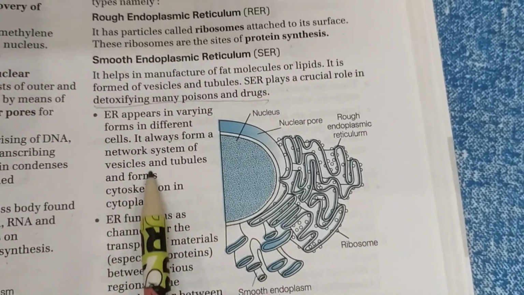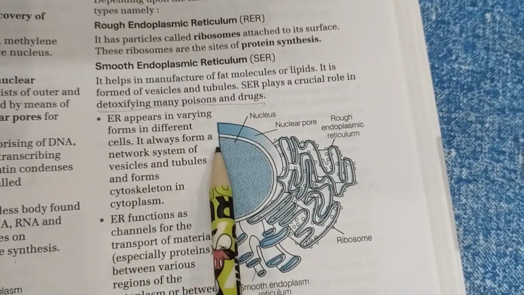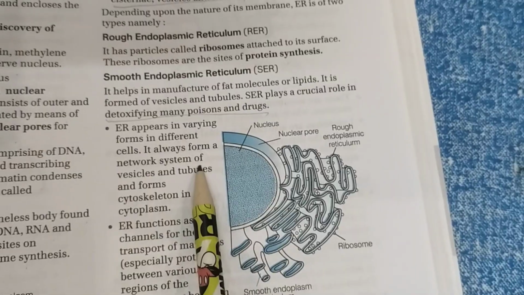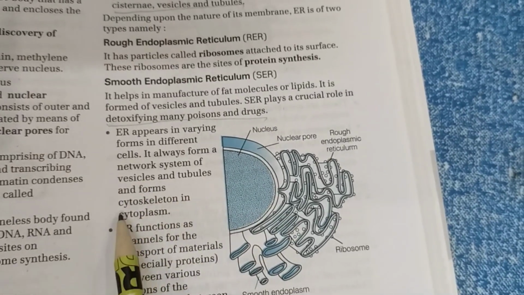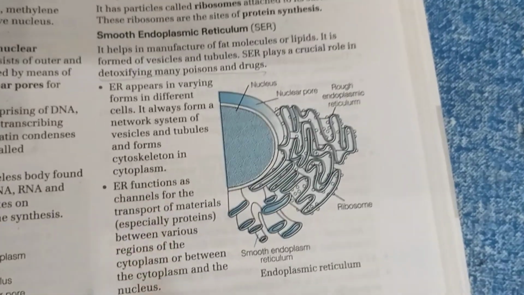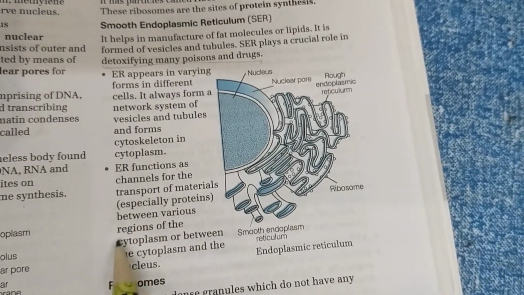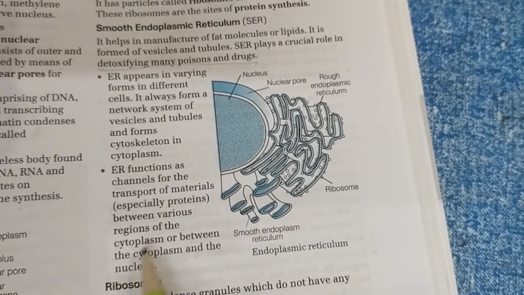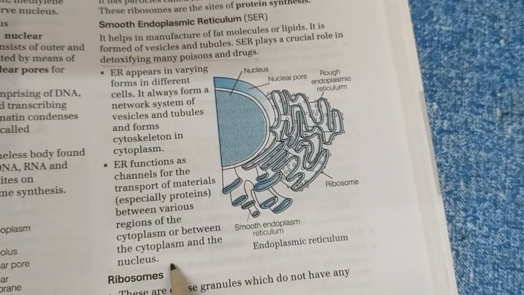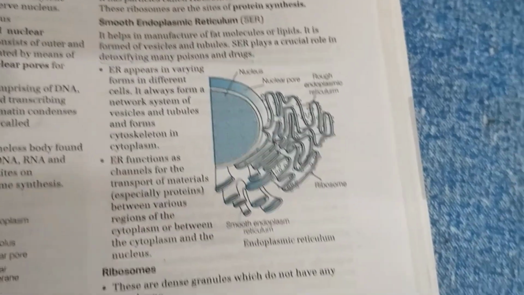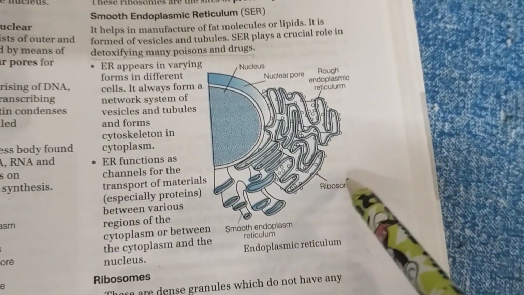ER appears in varying forms in different cells. It always forms a network system of vesicles and tubules and forms the cytoskeleton in the cytoplasm. ER functions as channels for transport of material between various regions of the cytoplasm or between the cytoplasm and the nucleus. So you can have a look at this diagram also.